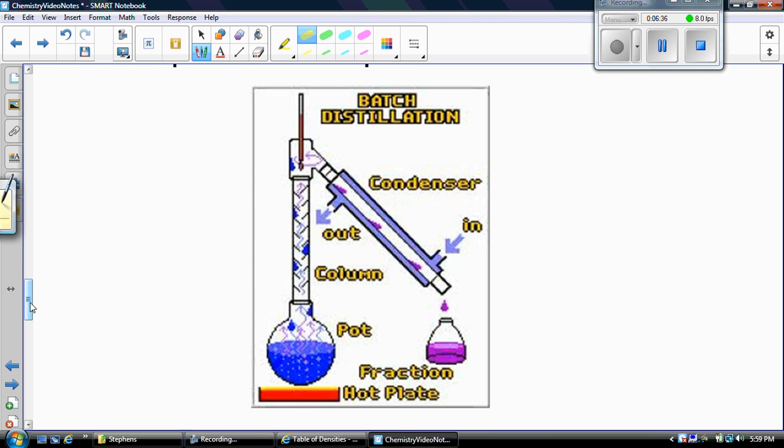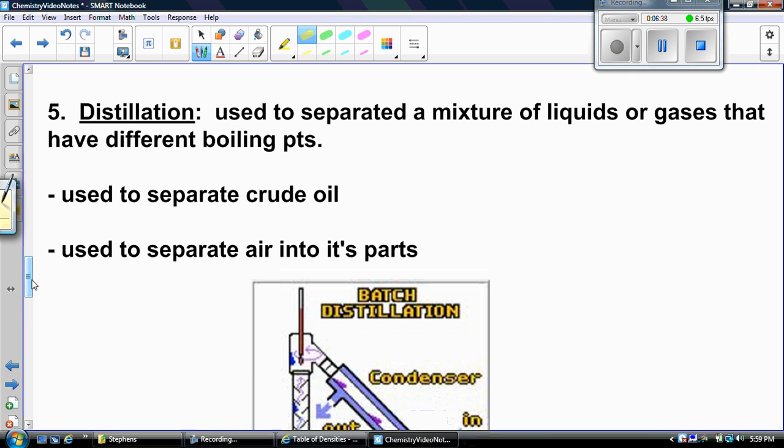So that's distillation. This is used in the real world to separate crude oil to get the cleaner oil that we use for energy resources. It's also used to separate air into its parts. So air is a mixture of oxygen, nitrogen, carbon dioxide. So we can use distillation to separate it into its parts. Kind of what our lungs do anyways when we breathe in oxygen.